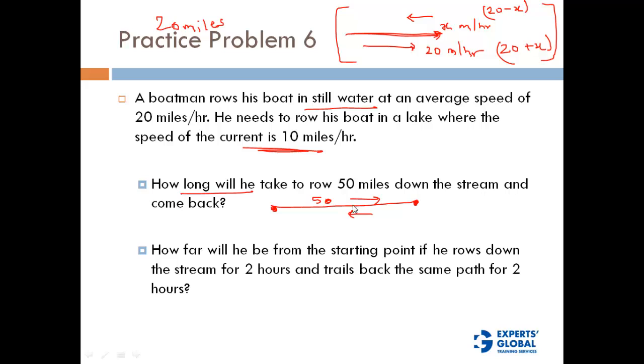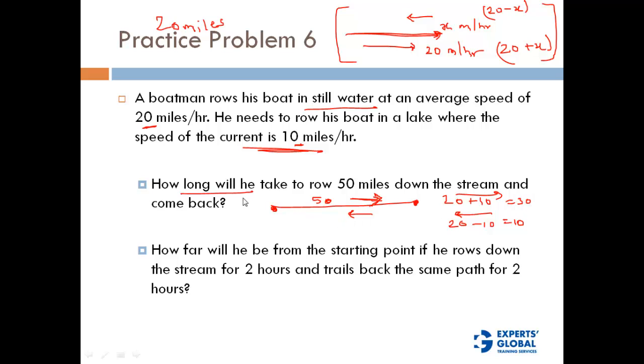So the downstream speed, when he goes in the same direction as current, his speed is going to be 20 plus 10, right? 10 is the speed of the current, 20 is his own absolute speed. And when he is coming upstream, his speed is going to be 20 minus 10, which is 10 kilometers per hour. While going, it is 30 kilometers per hour, right?